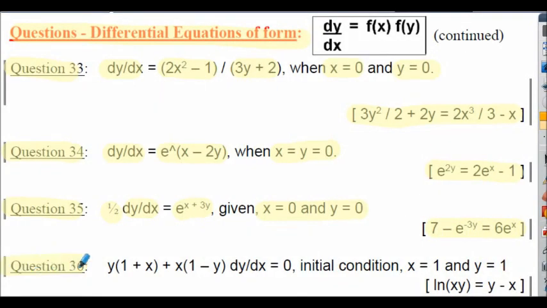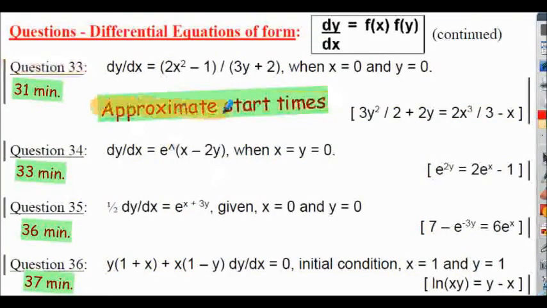In question 36, we have y multiplied by, in the bracket, 1 plus x, plus x multiplied by, in the bracket, 1 minus y, multiplied by dy by dx is equal to 0. We're given the initial condition that x is equal to 1 and y is equal to 1. Answer again shown in the square bracket. All these answers relate to the particular solution for each question. And here are the approximate start times related to question 33 through to 36.